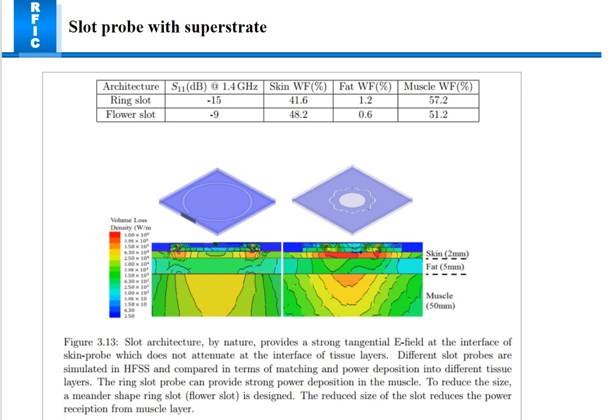Different slot probes are simulated using the same HFSS technology and compared in terms of matching, power and power deposition in the different tissues. A ring slot probe can provide strong power deposition in muscles. To reduce the size, a meander shape ring slot and flower slot are designed, reducing the power reception from the muscle layer.